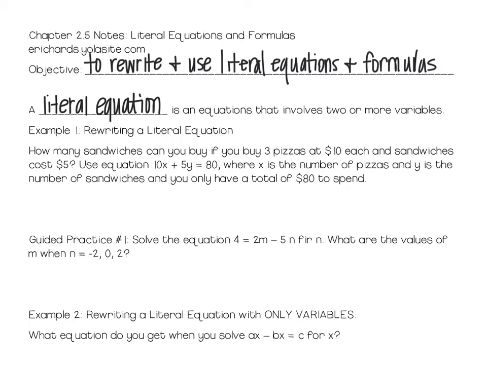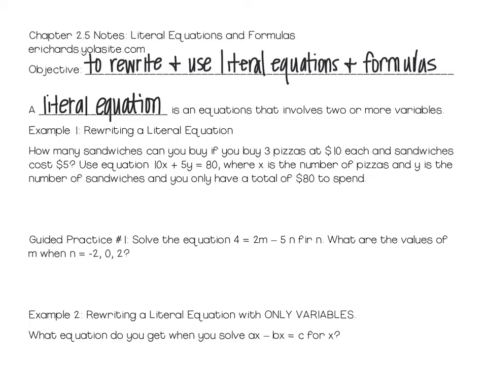So example 1, first we're going to talk about how to rewrite a literal equation. So we have a word problem. It says how many sandwiches can you buy if you buy 3 pizzas at $10 each and sandwiches cost $5. You use the equation 10x plus 5y equals 80, where x is the number of pizzas and y is the number of sandwiches, and you only have a total of $80 to spend.